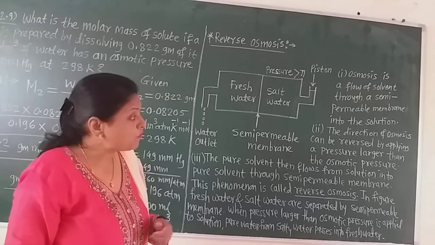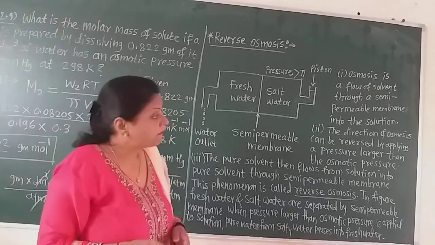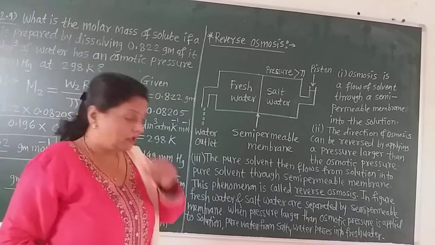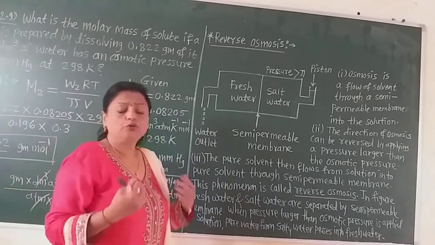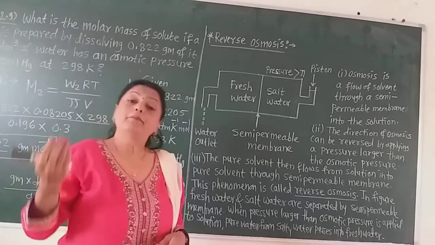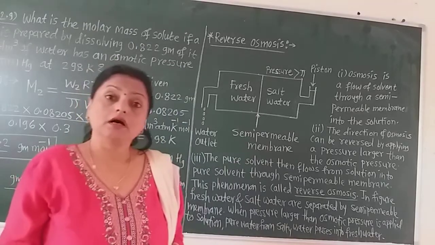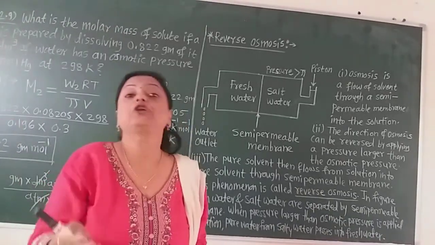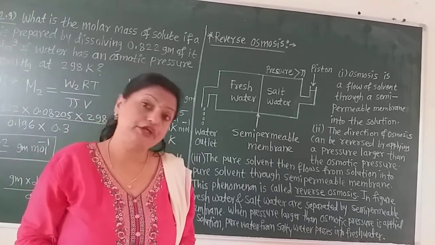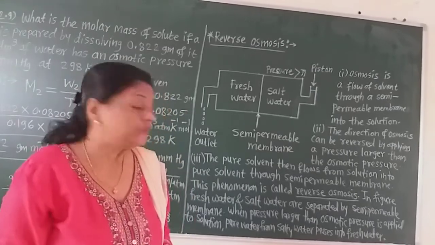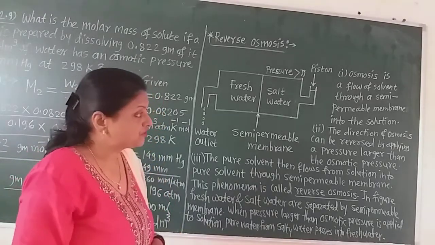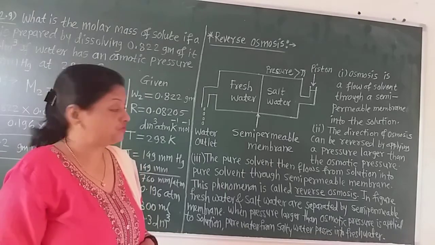The direction of osmosis can be reversed by applying a pressure larger than the osmotic pressure. Now you know the direction of osmosis is only from solvent to solution. But if we apply a pressure larger than the osmotic pressure, then the direction of the flow of the solvent molecules can be reversed. So the direction of osmosis can be reversed by applying a pressure larger than the osmotic pressure.